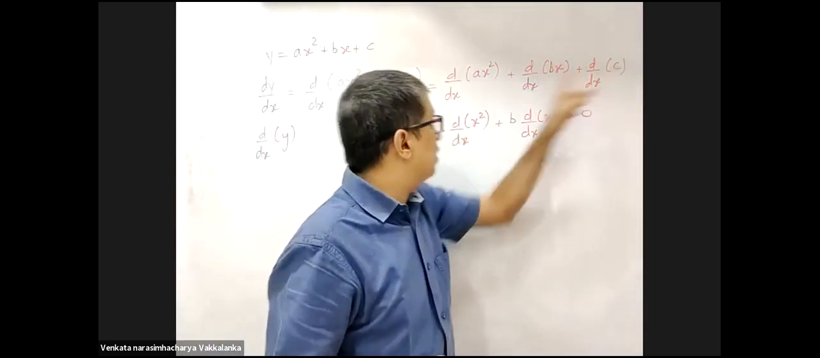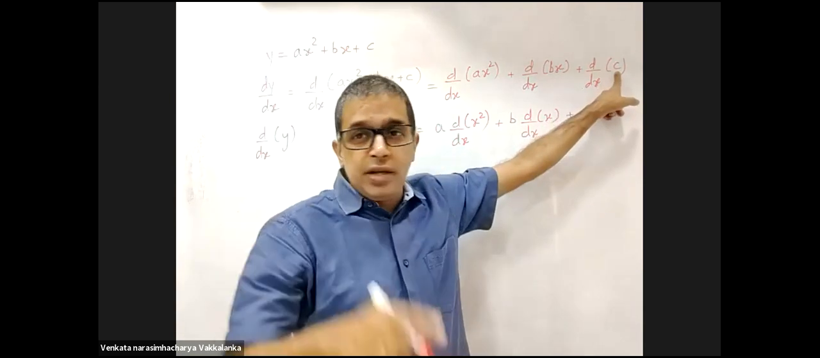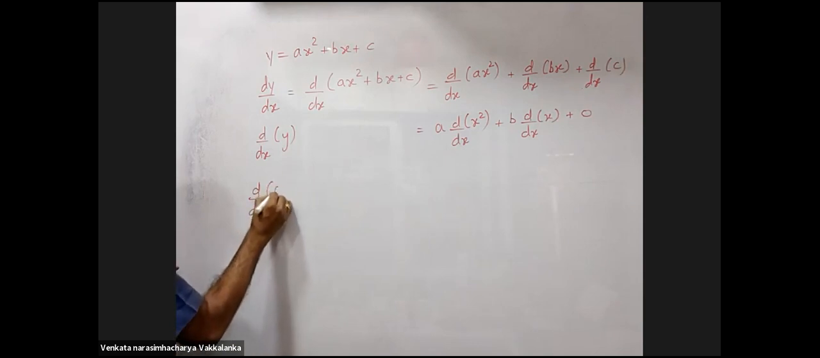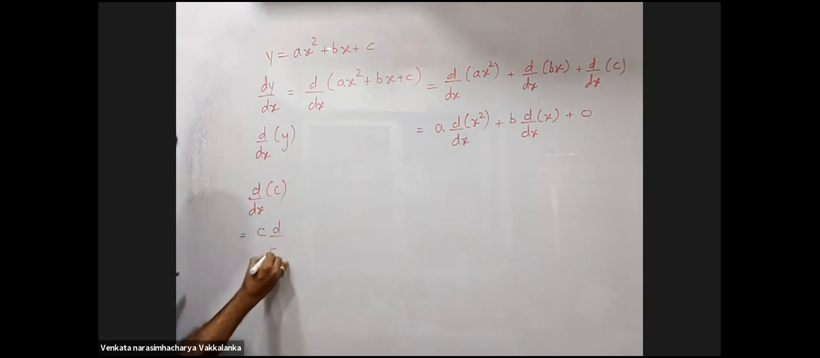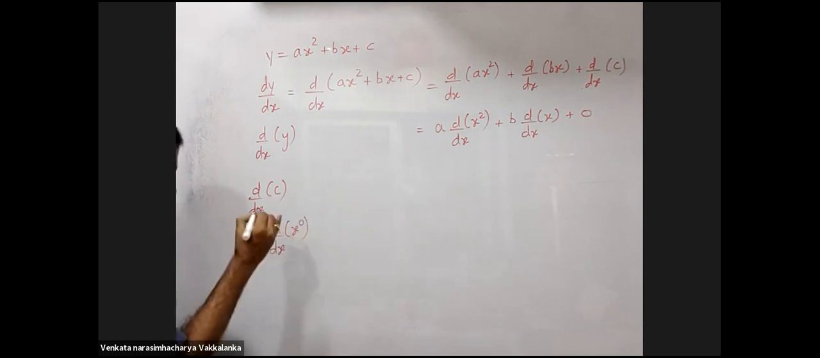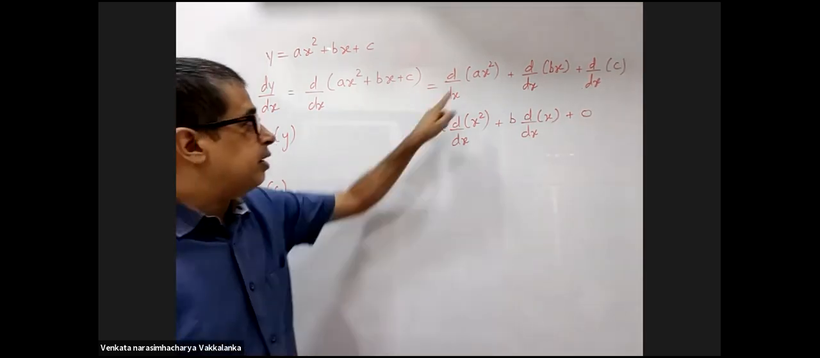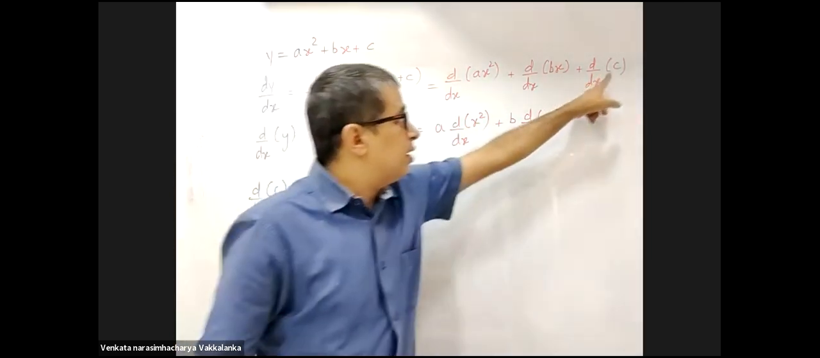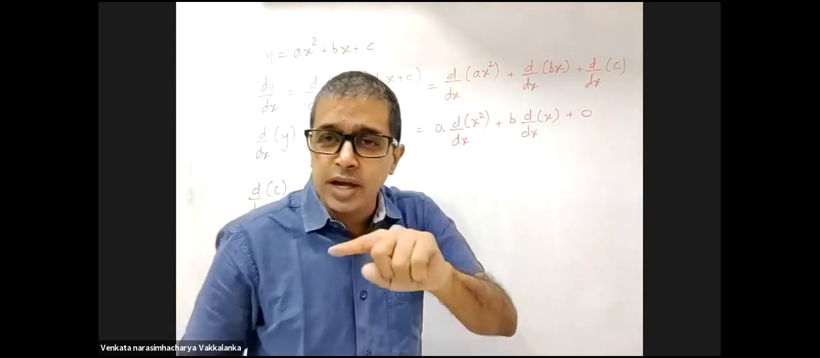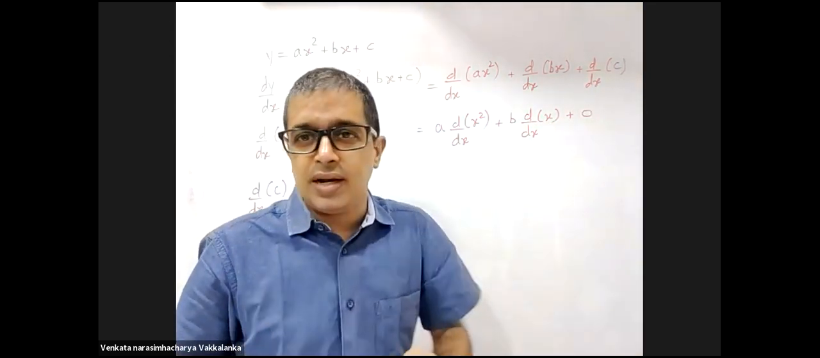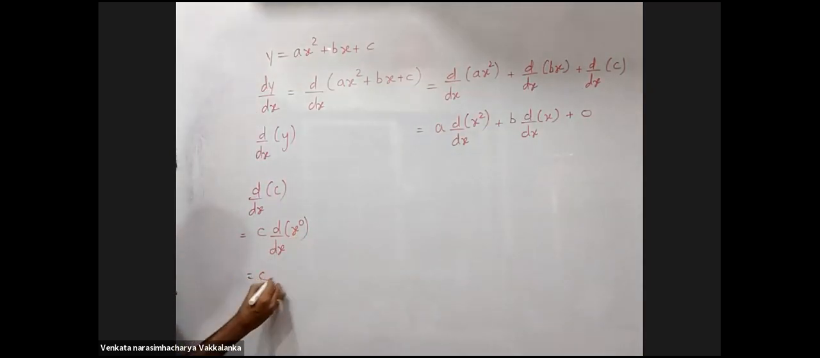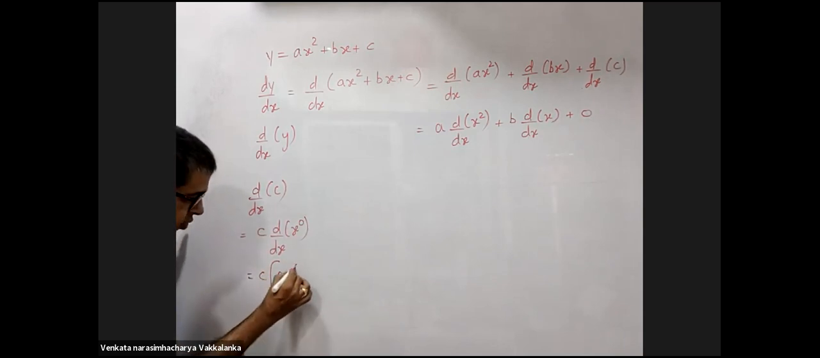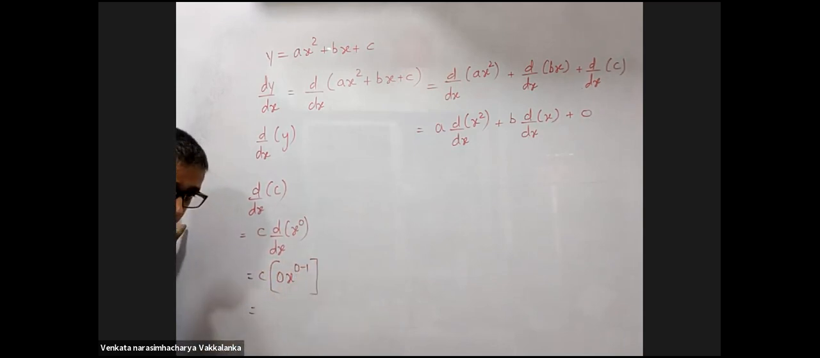Some students will say, just as you brought a outside, you bring c outside and show us. Have a look. D by dx of c, I will put d by dx of c into x to the power 0. Can I? Yes, sir. I kept x square and I brought a outside. Here it was c into x to the power 0. X to the power 0 is 1. Now, c into x to the power n, differentiation is n x to the power n minus 1.